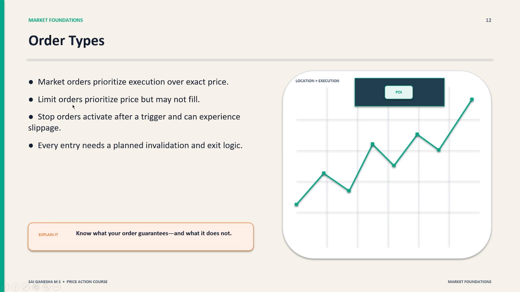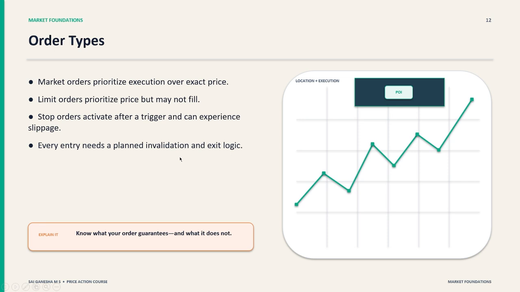Now, limit orders. Let's say the same stock is trading at 500, but I don't want to buy it at 500. I only want to buy it if it comes down to 490. In that case, I can place a buy limit order at 490. If price comes to 490 and my order gets matched, I'll enter the trade. But there is one small catch here.